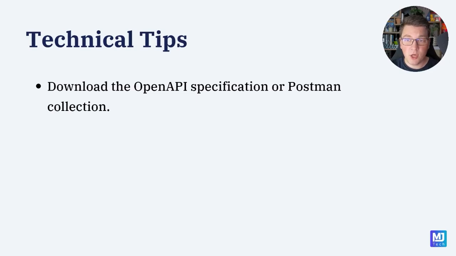And I want to finish off with a few technical tips. I suggest that you download the OpenAPI specification or the Postman collection for this system that we will be building. My recommendation is using the Postman collection approach because it's also going to include some API requests for external services such as Keycloak. This will make it much easier to test the API that we will be building.